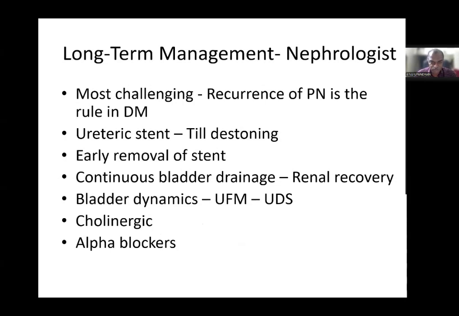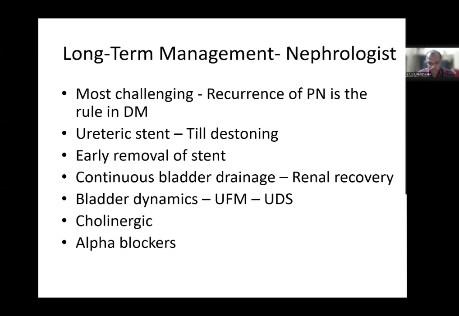The ureteric stent has to be placed till destoning or till the recovery of renal function, at least when the renal function returns back to its pre-morbid state. Early stent removal has been advocated, but we all prefer to have the stent on till the renal functions have recovered. And once the stent is removed, we have to ensure complete bladder drainage.